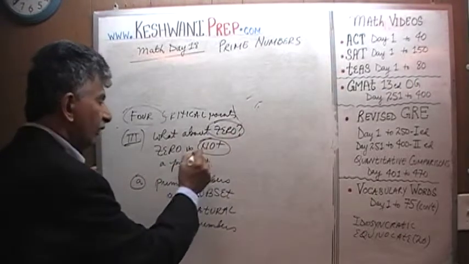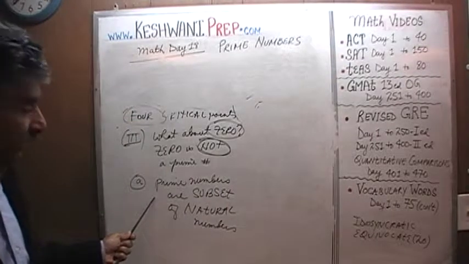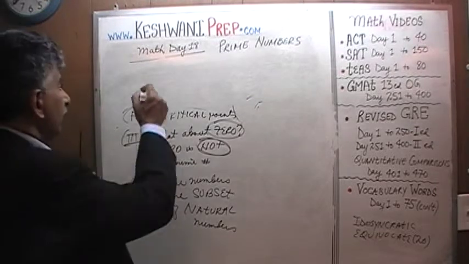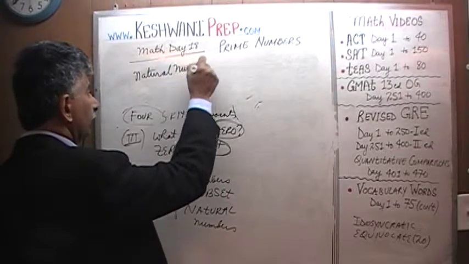What about zero? Zero is not a prime number. Zero is not a prime number for several reasons. The most important of that being is that prime numbers are a subset of natural numbers. What are natural numbers? Natural numbers, listen carefully now.